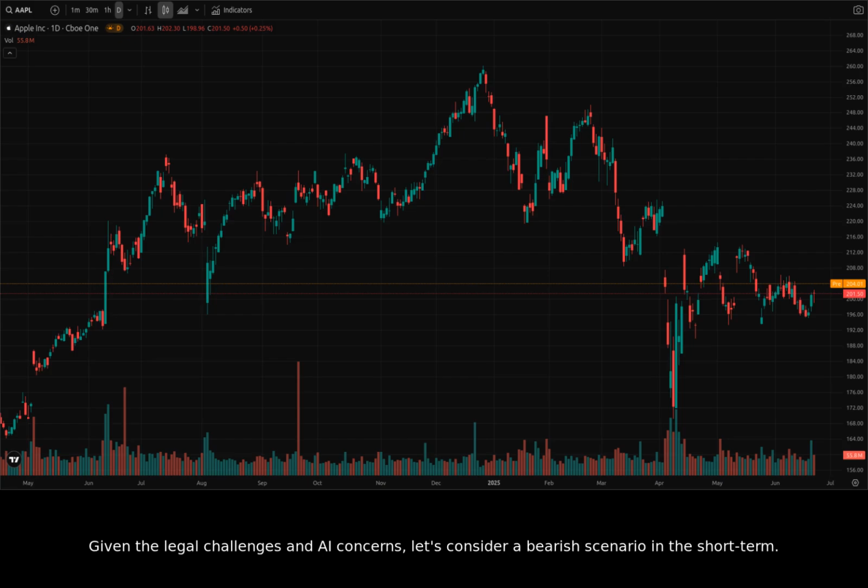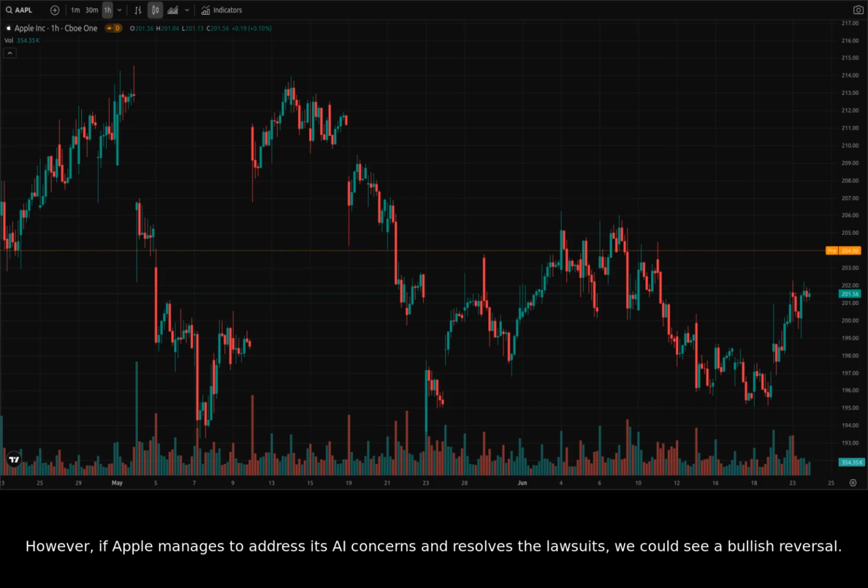Given the legal challenges and AI concerns, let's consider a bearish scenario in the short term. If the price breaks below $190, we could see further downside towards the 52-week low of $169.21. However, if Apple manages to address its AI concerns and resolves the lawsuits, we could see a bullish reversal. In that case, breaking above $220 would open the door for a move towards the 52-week high of $260.10. Let's take a closer look at the hourly chart to identify more precise entry and exit points.